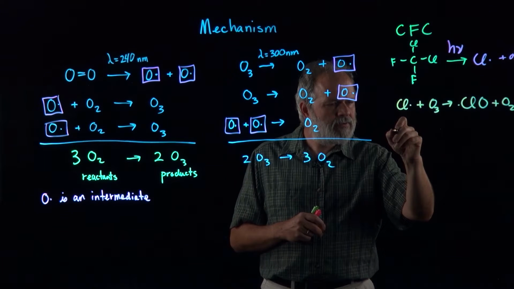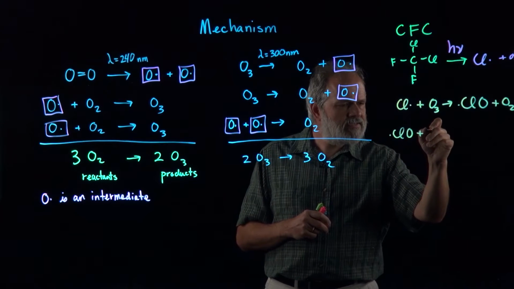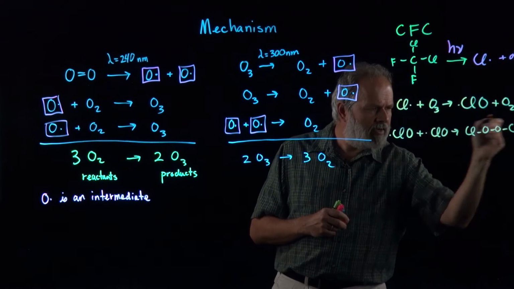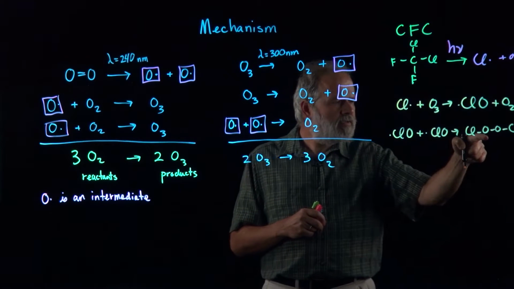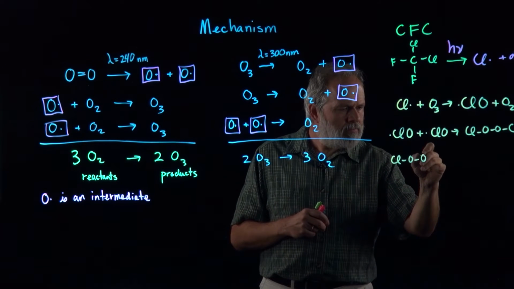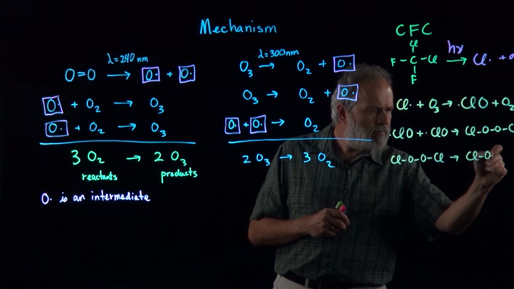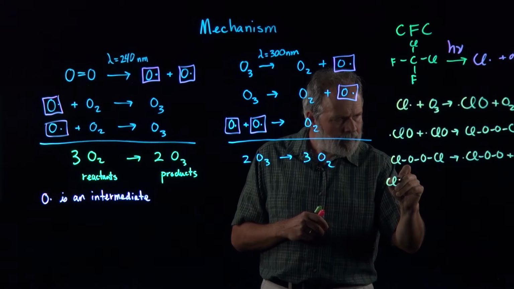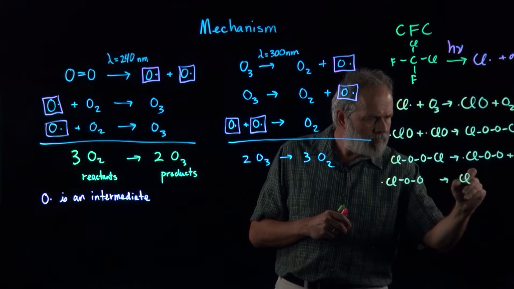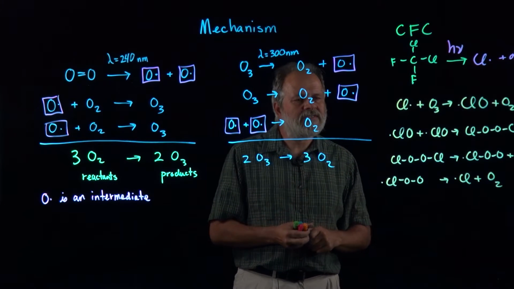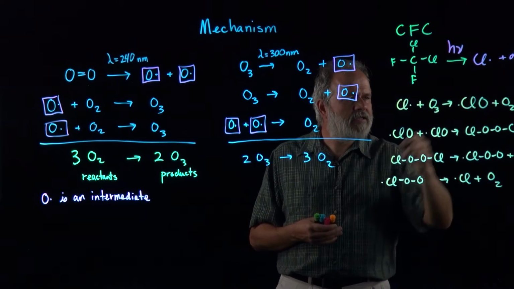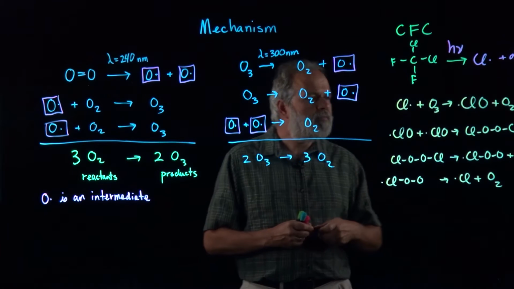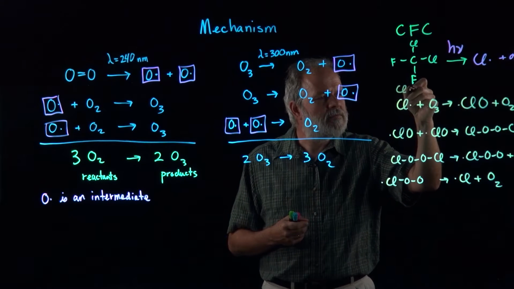Now, the next step in the mechanism is that 2 of these ClOs can combine to form a molecule. Then this molecule can fall apart, and then this fragment can fall apart as well. So let's look and see all the steps that are involved. Chlorine atom takes an ozone to make this chlorine monoxide radical. You need 2 of these, so I'm going to write the first step twice in order to make the overall reaction cancel out the intermediates and other substances.